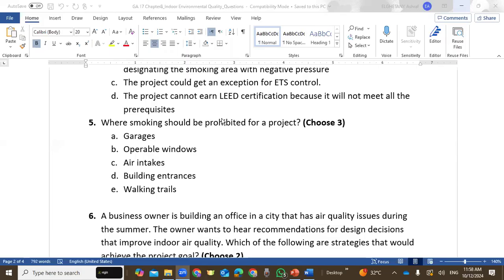Where should smoking be prohibited for the project? Choose three. Garage, operable windows, air intake, building entrance, walking trails. You remember we mentioned operable windows, or windows that can open, because the air will come with the smoke. And then we say air intakes. Don't come near the air intakes, where this is the lung of the building where you take the fresh air and smoke. So C, building entrance, is another one. But walking trails are outdoor and garages are already polluted with the smoke from the car exhaust.